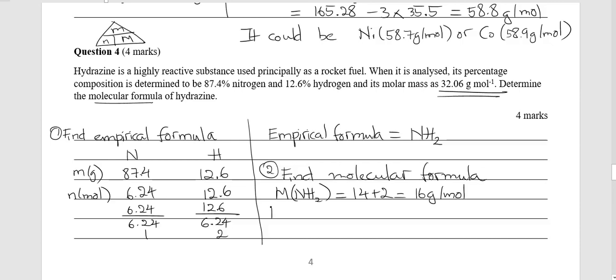All right. So the ratio here is going to be 32.06 divided by 16. So that's approximately 2. And I think it's close enough. Which means that the molecular formula is going to be double that. So the molecular formula is N2H4. And that's it for question 4. So easy.